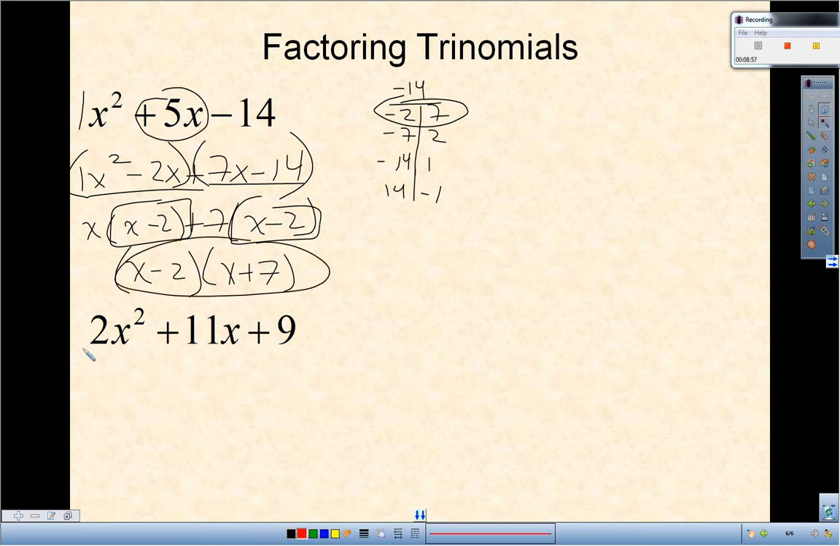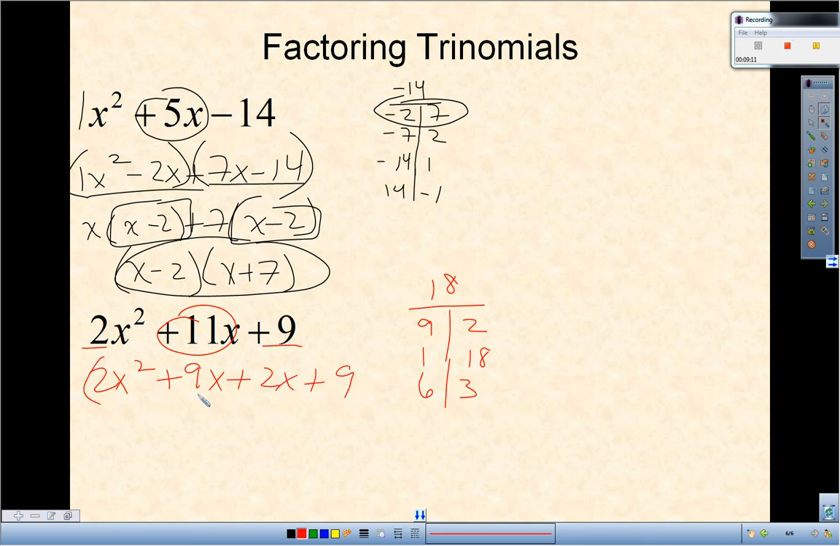Last one, 2 times 9, so that'll be 18. Factors of 18 would be 9 and 2, 1 and 18, 6 and 3, but I'm trying to get 11, so 9 and 2 would work, so 2x squared plus 9x plus 2x plus 9. I've got four terms, so I can group them. My GCF in the first group would be x, and then that would leave me 2x plus 9.